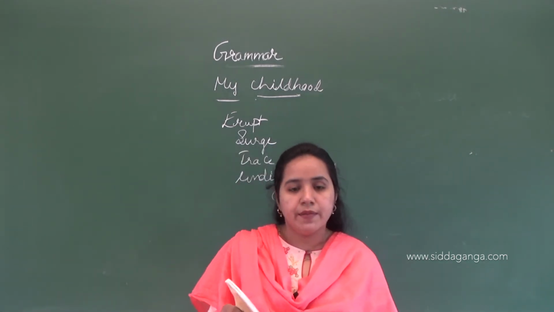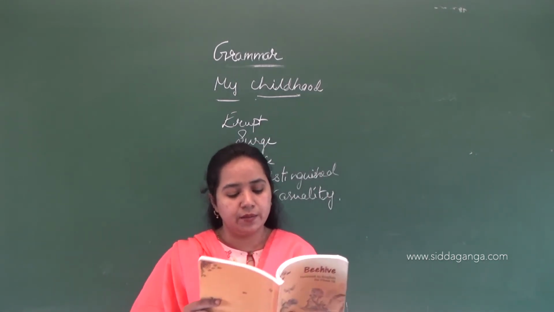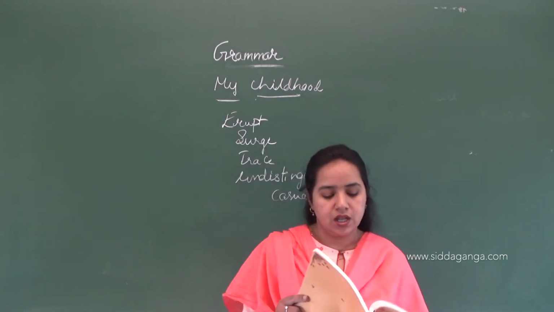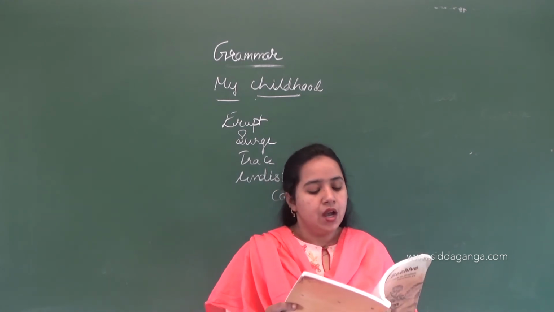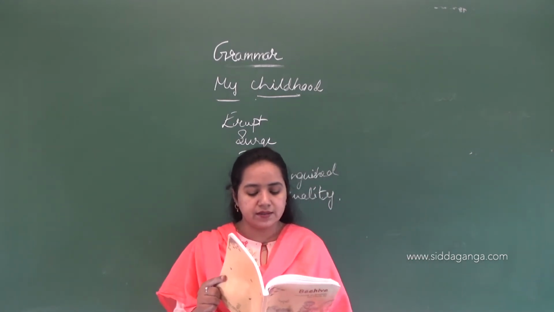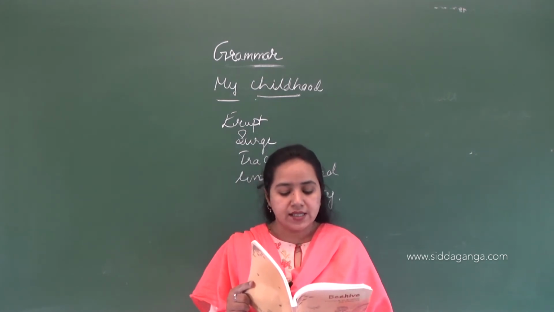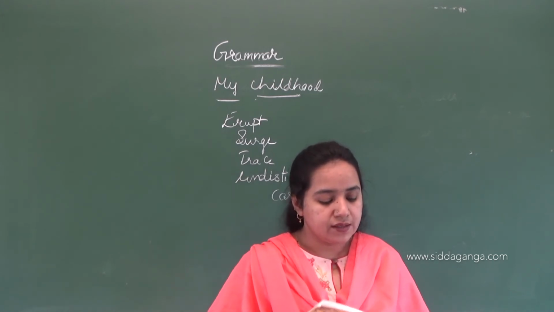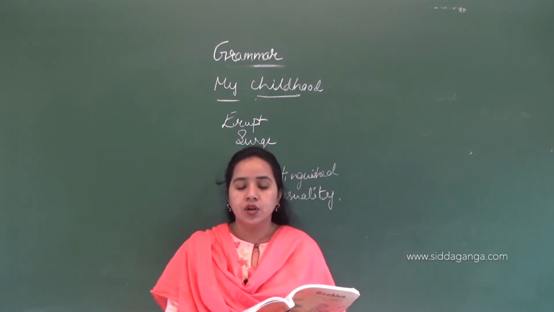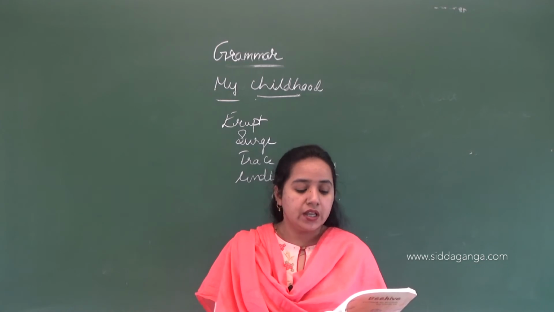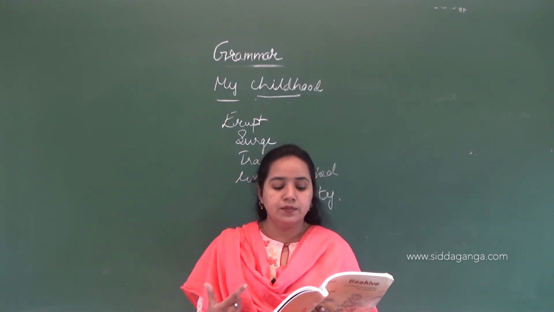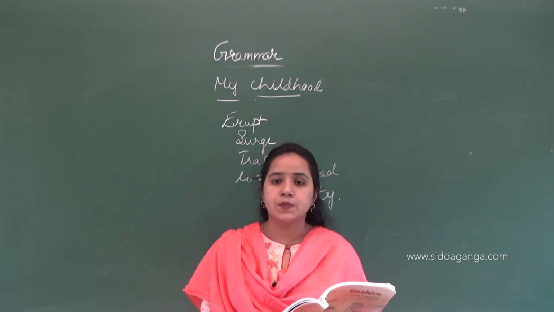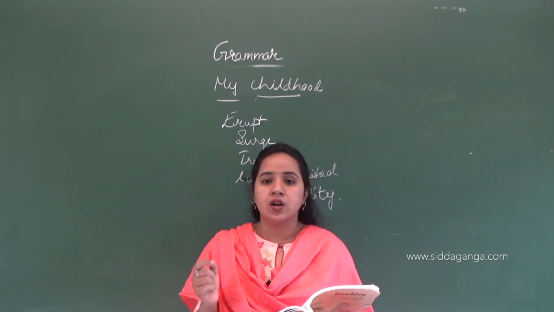Okay, next is: match the phrases in column A with their meanings in column B. So you should match the answer with the question. Broke out means begin suddenly in a violent way. In accordance with means according to a particular rule, principle, or system. It's related to a rule, and also principle and also system, that is called in accordance with.